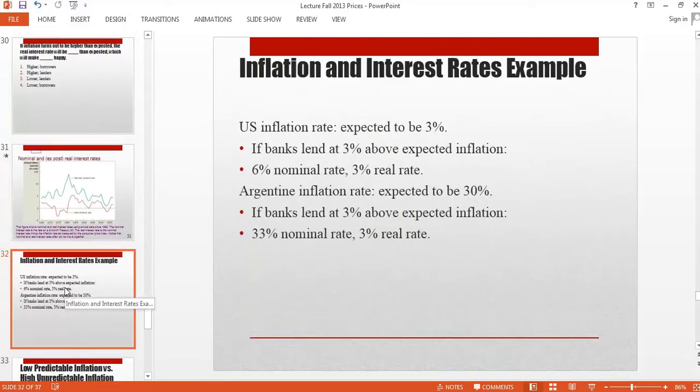Let me do a secondary example on why we care about inflation. So let's suppose we have two countries: the US and Argentina. In Argentina, people expect a higher inflation. One model of how people might behave is that banks might lend money at some constant markup above expected inflation. So let's suppose that banks in Argentina and the US are both willing to lend initially at 3% above the expected inflation rate, so that they can get a 3% real rate of return.